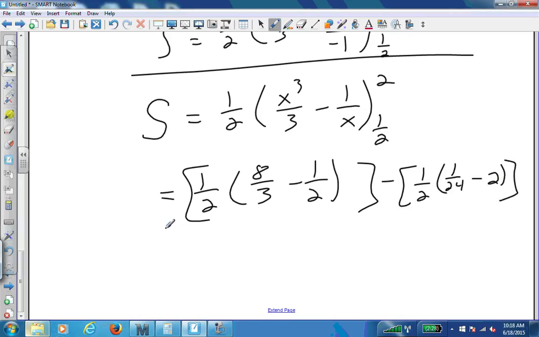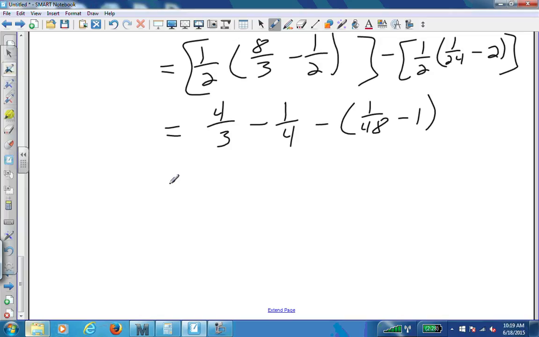And then, of course, just simplify that. 2 and 8 reduces, giving us 4/3. 1/2 times 1/2 is 1/4. 1/2 times 1/24 is 1/48. 1/2 times 2 is 1. So what's that? 4/3 minus 1/4 minus 1/48 plus 1, common denominator of 48.